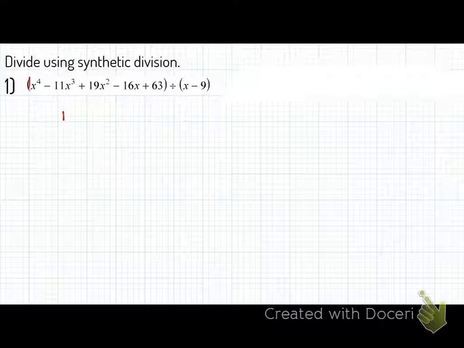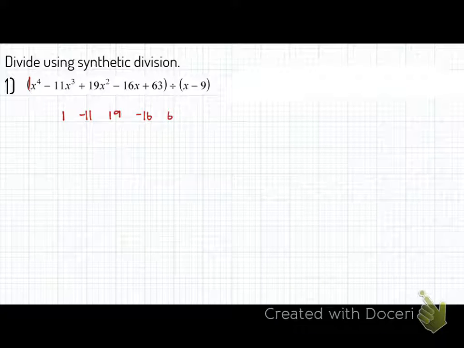Then what's the coefficient in front of x to the third? Negative 11. The coefficient in front of x squared is 19. The coefficient in front of x to the first is negative 16. And the constant is 63. That's the first thing you want to do. You see I just copied my coefficients down in descending order?